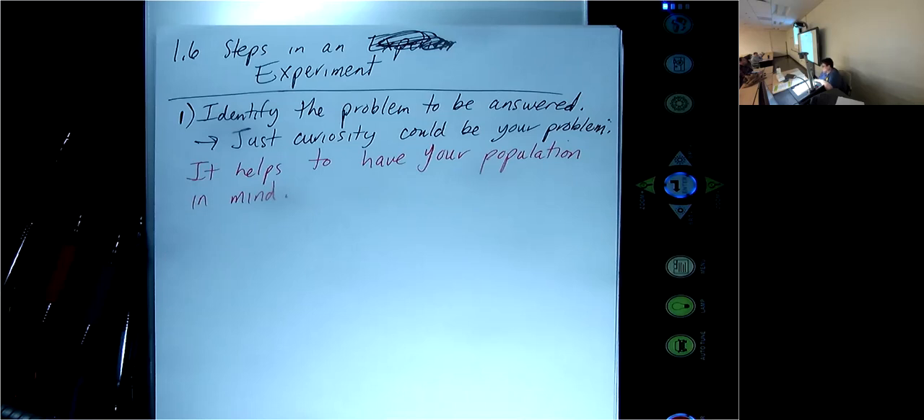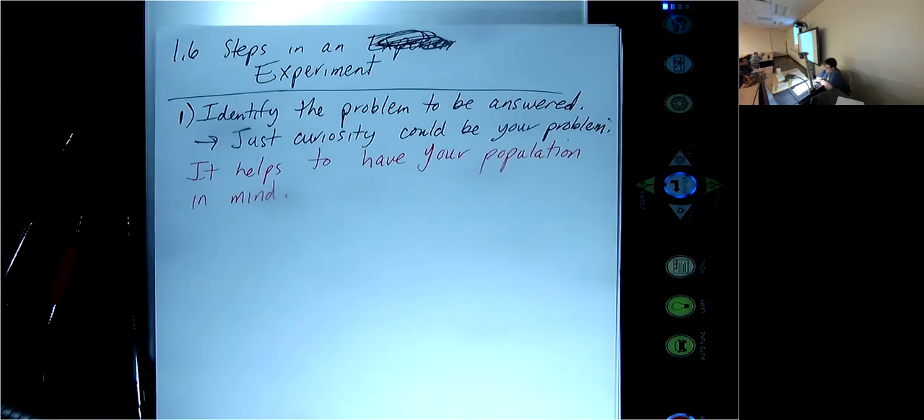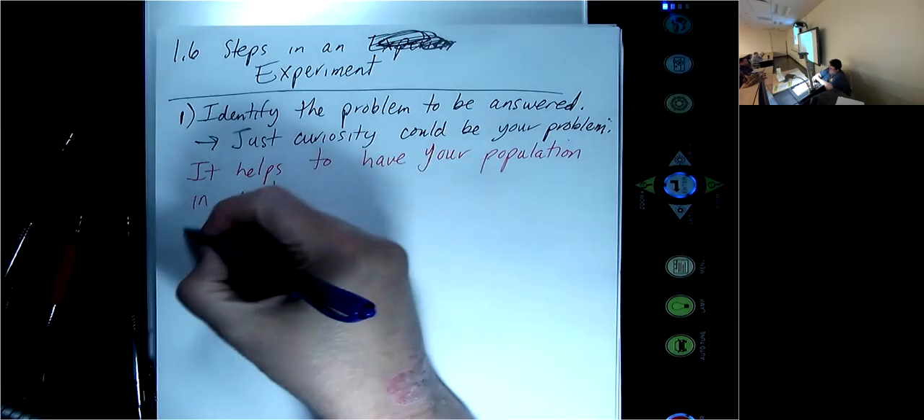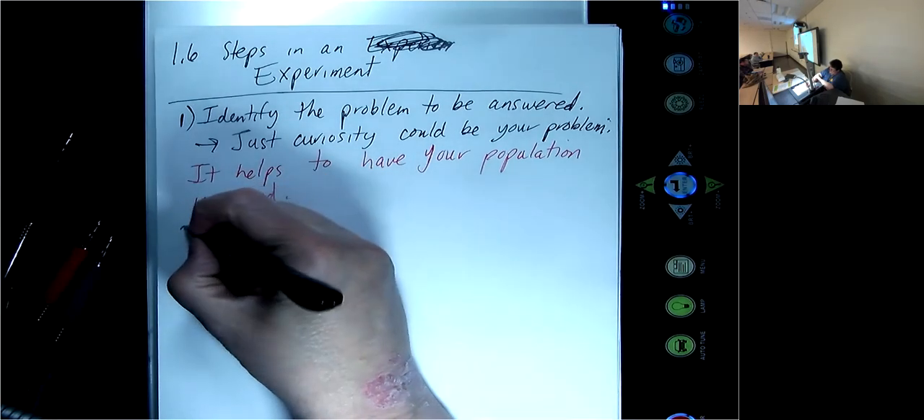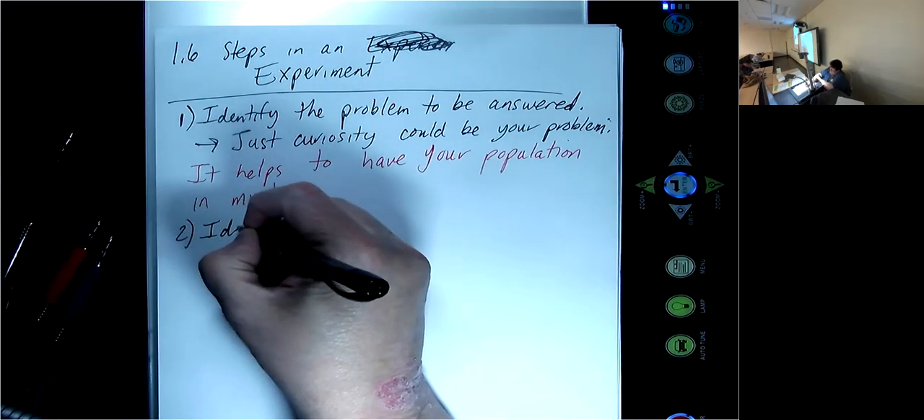So don't do it. But in general, like in a job, you would actually try to capture them all, like COS students in general. So have your population in mind so that your sample is reflective of the population. Number 2, identify factors that affect the outcome.